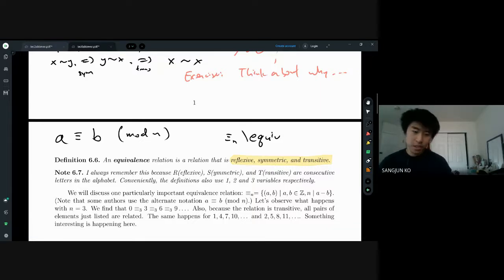So you kind of have 3 different chains of equivalences, if that makes any sense. So there is something interesting going on here, and to talk about that, we're going to go to the next definition.